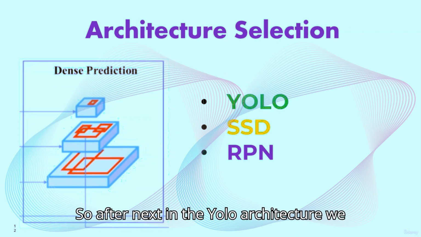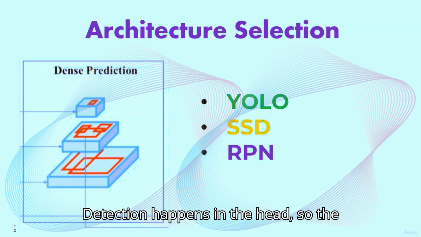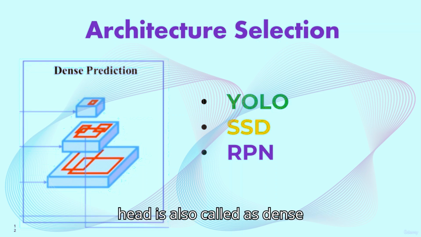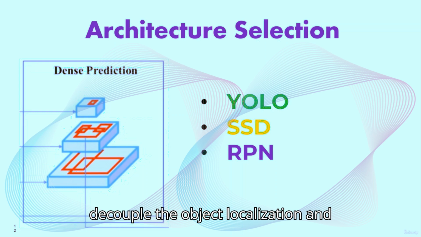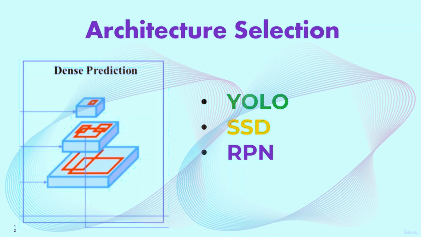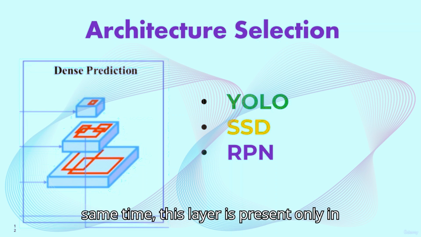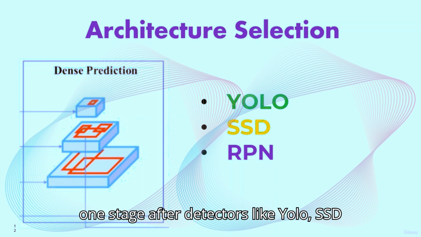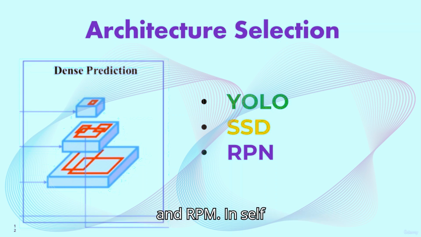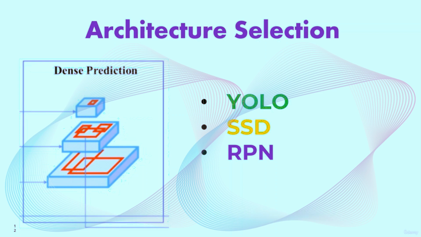After the neck in the YOLO architecture, we have the dense prediction part. Detection happens in the head, so the head is also called dense prediction. The detector decouples the object localization and classification task for each module. Once the detector has made predictions for classification and localization at the same time, this layer is present only in one-stage detectors like YOLO, SSD, and RPN. In two-stage detectors, they are completely different.